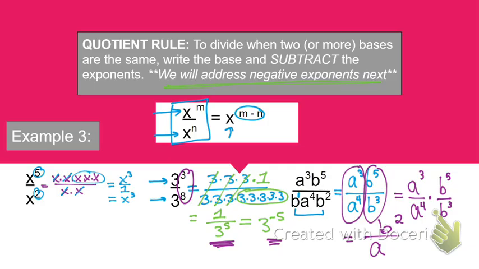Now that's the same thing as A to the negative 1 B squared. Again, this is probably the better answer because we don't usually like to have the negative exponents.